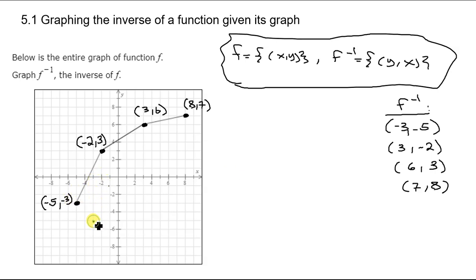-3, -5, 3, 2, 3, -2, 6, 3, 7, 8. Now we can draw the straight line connecting each of those points. And now we have a sketch of our inverse function given this graph.